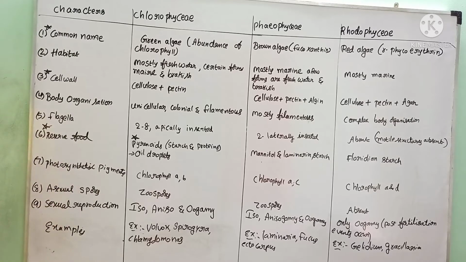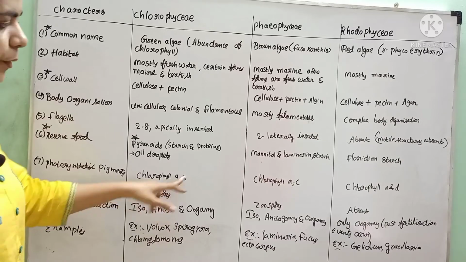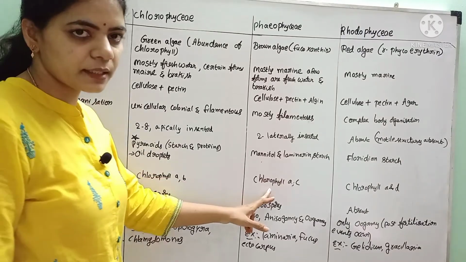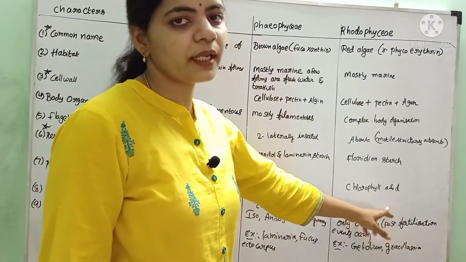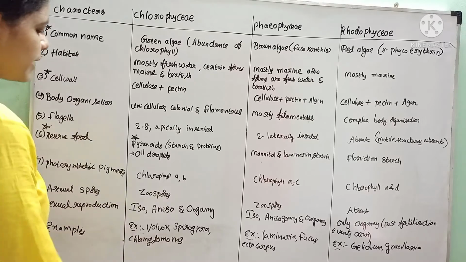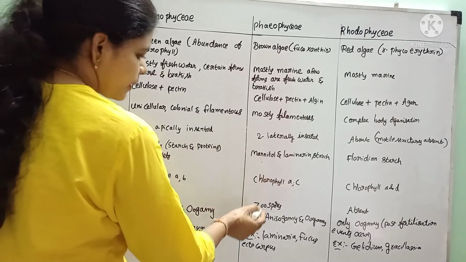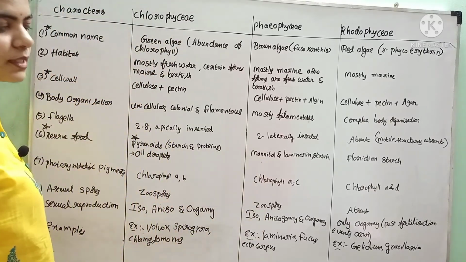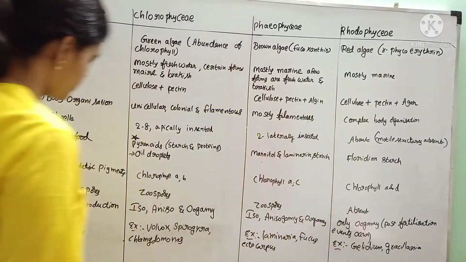And next, photosynthetic pigments. Chlorophyceae consist of chlorophyll a and b pigments, Phaeophyceae members contain chlorophyll a and c, and Rhodophyceae members contain chlorophyll a and d as the photosynthetic pigments. And these organisms have asexual spores. The Chlorophyceae members have zoospores as the asexual spores, and Phaeophyceae members also have zoospores as the asexual spores. In Rhodophyceae, the zoospores are absent.